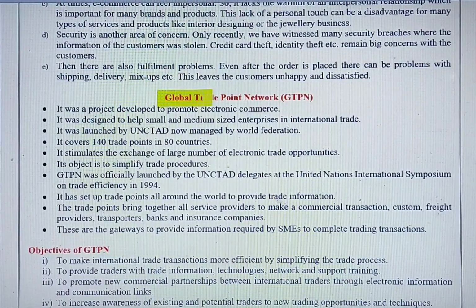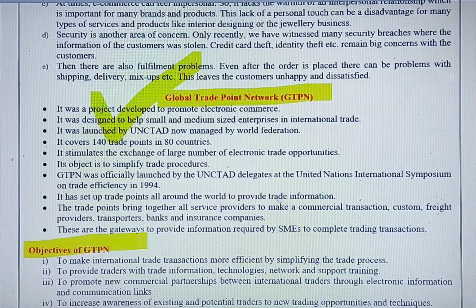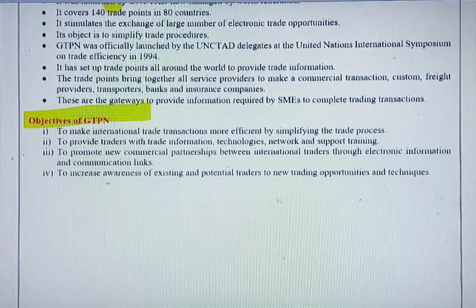One more very important question, that is GTPN. This is a must learn. And what are the important objectives of GTPN? बहुत ही important question है, बहुत बार exams में ये question strike करता है.